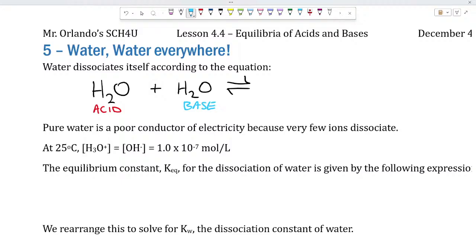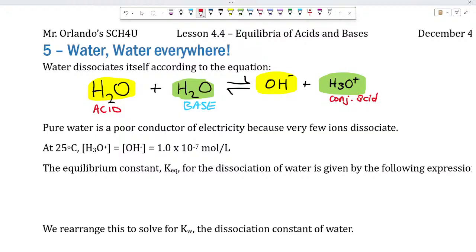What does an acid do? It gives away an H+. So what's that going to become on the other side if it gives away an H+? It's going to become an OH negative. And what about this one? If it's acting as a base, we already know what water acting as a base becomes. H3O+. And that, of course, is your conjugate acid.